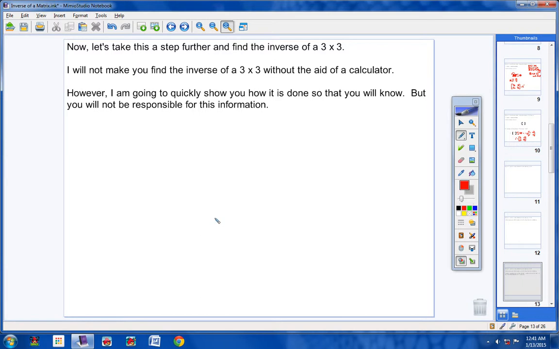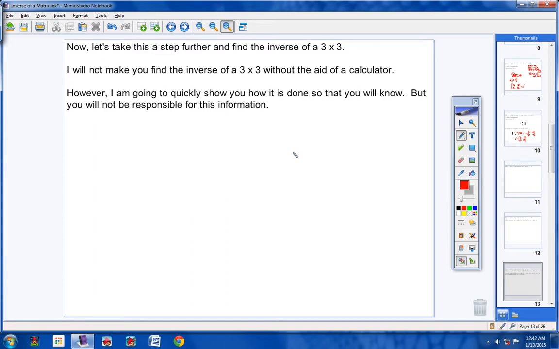Please do not zone out. Please do not sleep or start talking. It is important that you know how to do this. The only reason I'm not making you do it is the process is so long and so tedious. Sometimes it can take up to 20 minutes, and there's just not enough time to quiz you or test you on this material. But in college, especially those of you that are going to major in math, you very well could have to know this, especially if you take a linear algebra class in college.